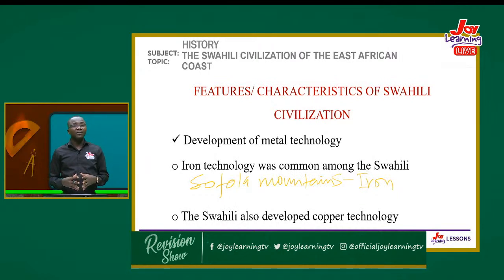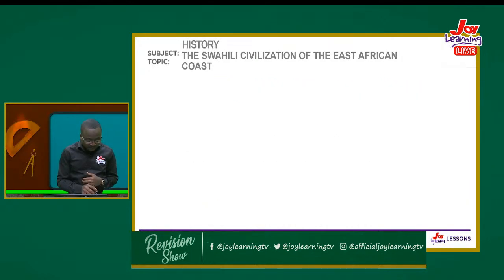And some travelers have confirmed that the people of the East African coast were able to produce various ornaments from iron, since the Sofala Mountains in the Sofala coast area abounded in iron ore. Iron ore is the natural resource for iron. Now, they also were able to learn and develop copper technology. They produced various items with copper as well as with bronze.